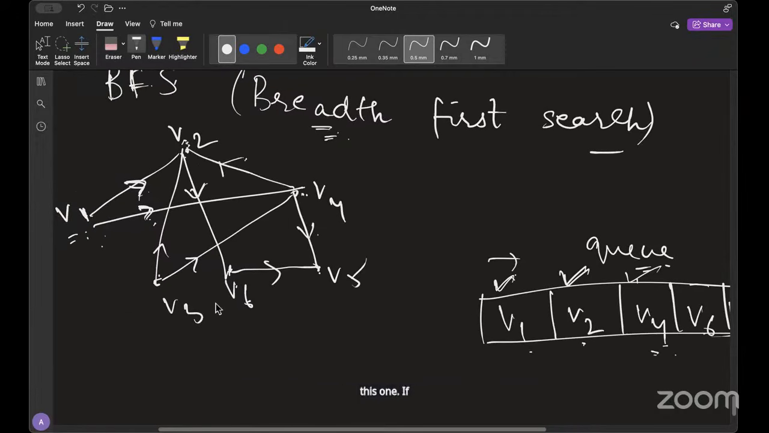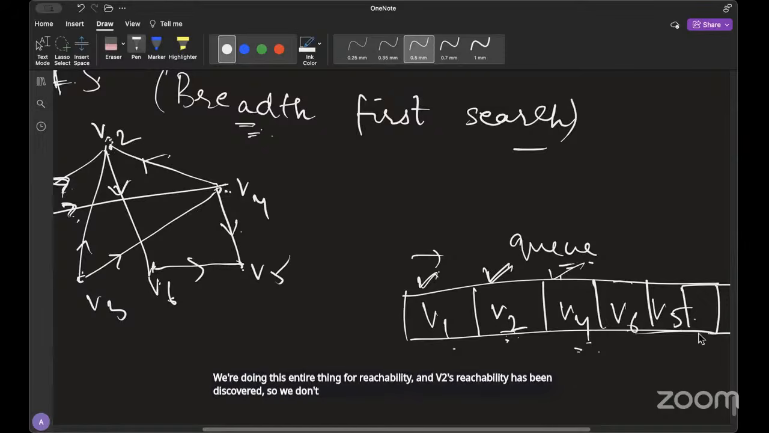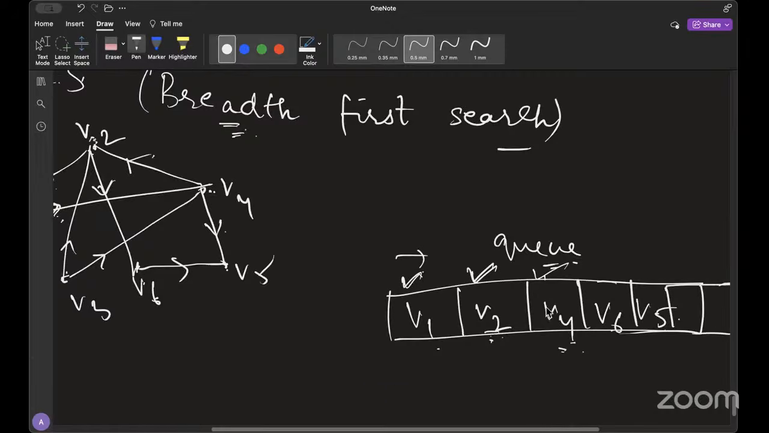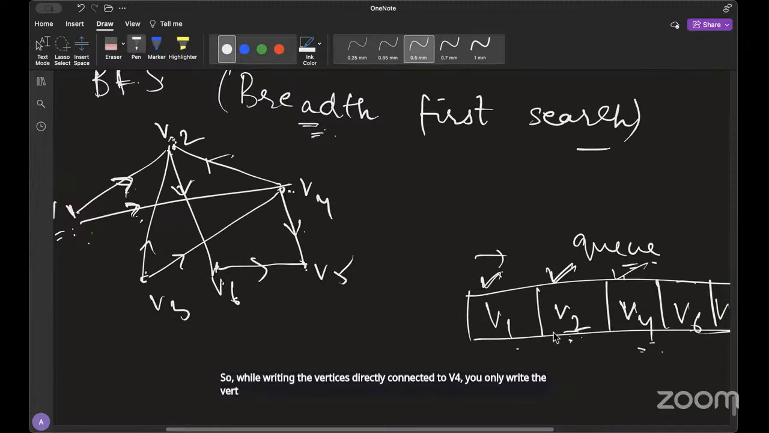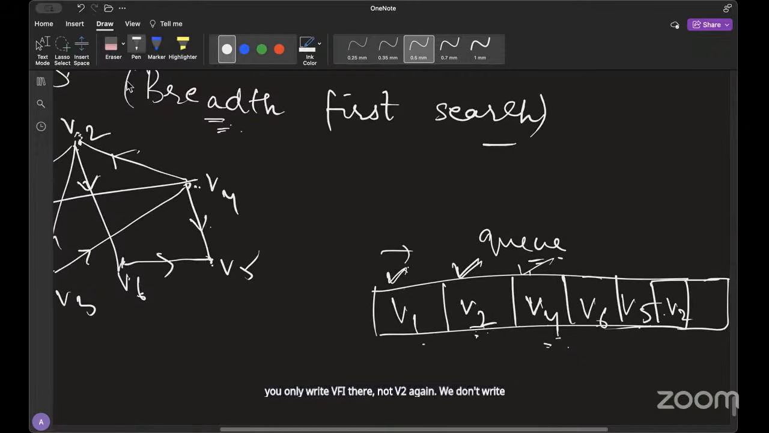Let's say we had this edge too. Then we wouldn't mention V2 again in the queue, because V2 has been explored, right? We're doing this entire thing for reachability and V2's reachability has been discovered, so we don't have to write it again. While writing the vertices directly connected to V4, you only write the vertices that have not been visited so far. So you only write V5 here, not V2 again.